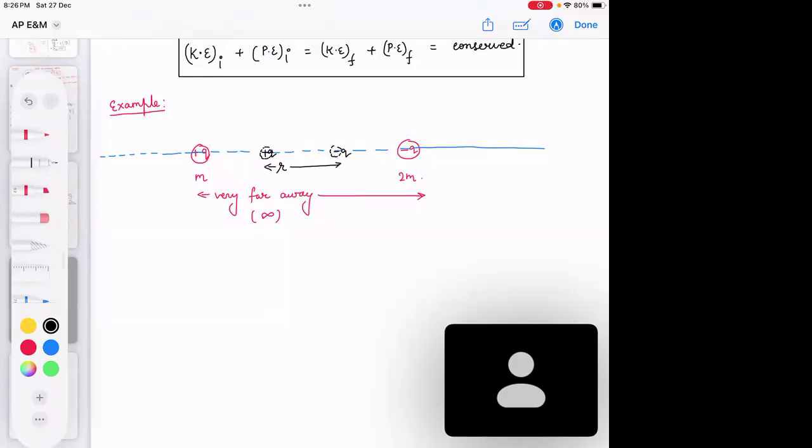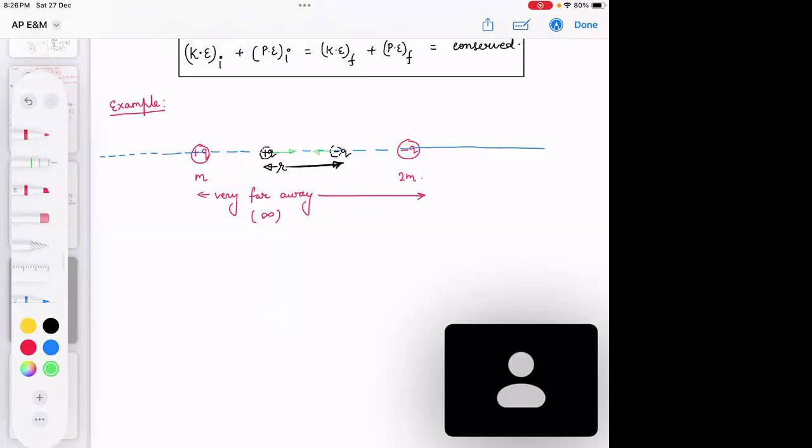Understood the question? Initially they are very far away, and sometimes they will mention in the question that from very far away, two opposite charged particles are released. Released means considering initial kinetic energy as zero. So now they are asking, when they are r distance away from each other, what will be their kinetic energy? Each particle's kinetic energy will be how much? Please tell me, do you understand the question?